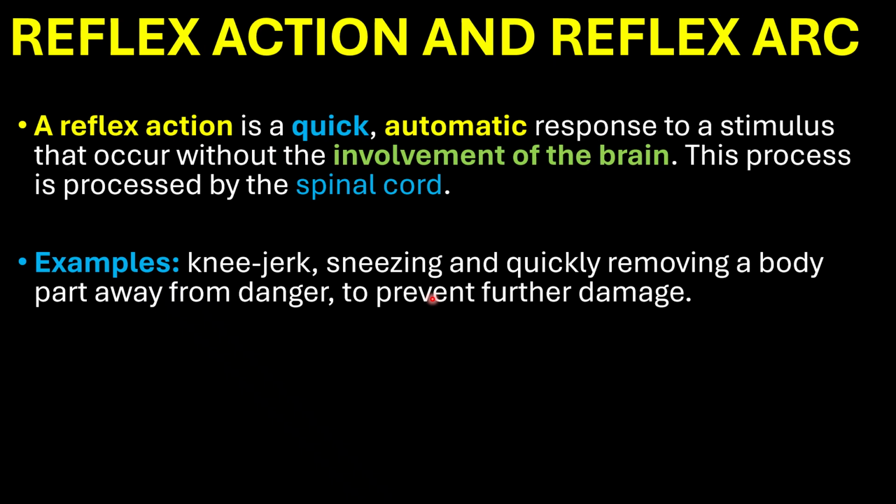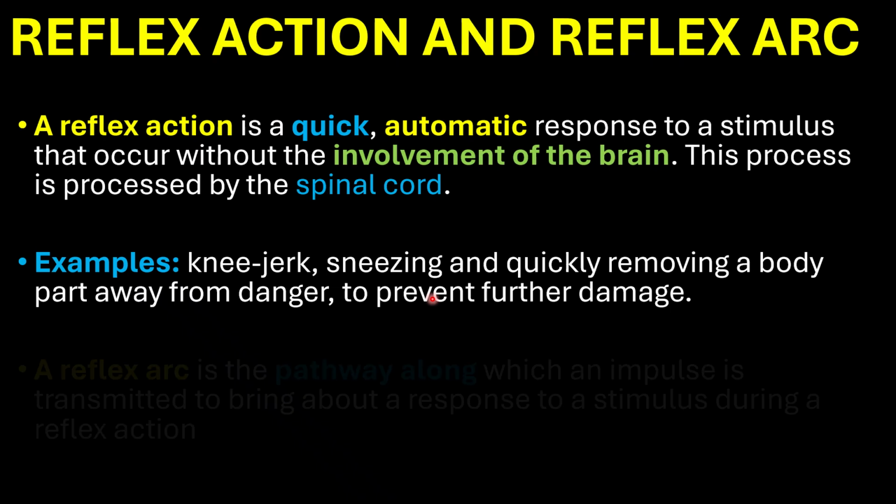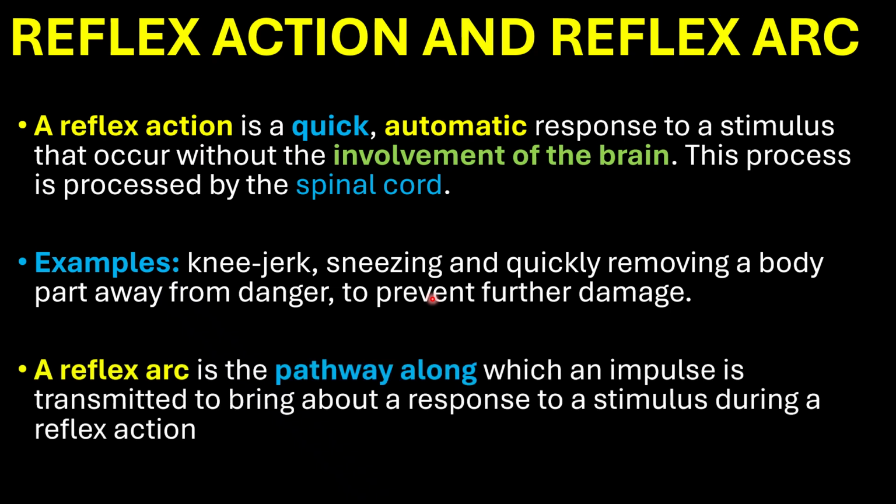Why should you blink? If a particle falls on your eye, it might damage your eye. So your eye blinks quickly to prevent any further damage. You don't choose to blink. It is done quickly by the autonomic component of your body, by your spinal cord, with the help of the peripheral nervous system. What about reflex act? It is the path along which an impulse is transmitted to bring about a response to a stimulus during reflex action.